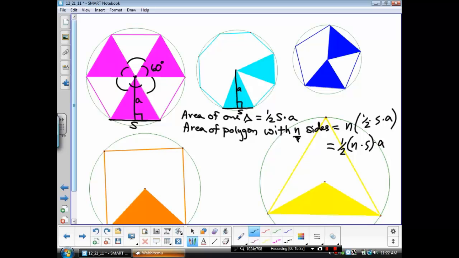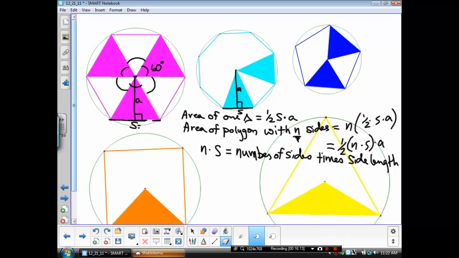So I just changed the order, put the 1/2, then the N, then the S, then the A. What is N, the number of sides, times S, the side length? It's the perimeter. N times S is the number of sides times the side length, and that's your perimeter, isn't it? So if we know that this side length is, let's make it 8 so it doesn't look like the number of sides, and we know that there are 6 sides, then our perimeter is going to be 6 times 8. Right? Because 6 sides, 8.